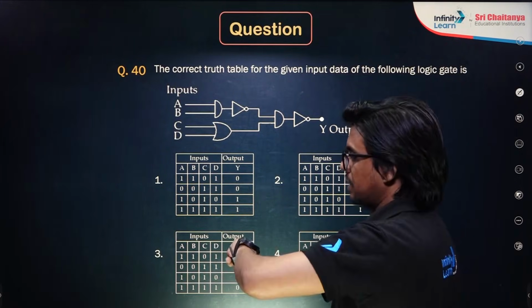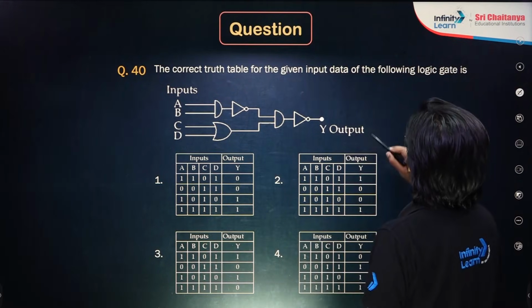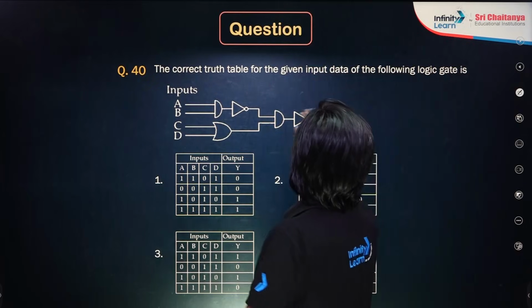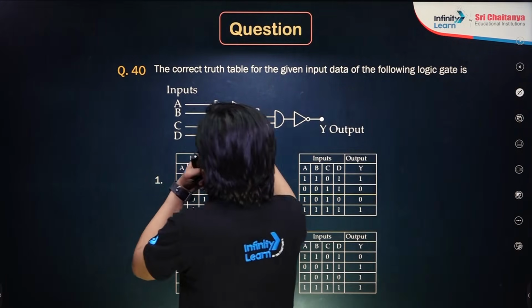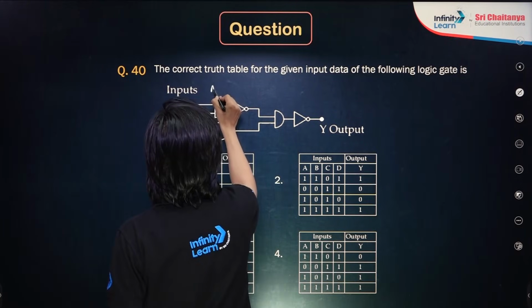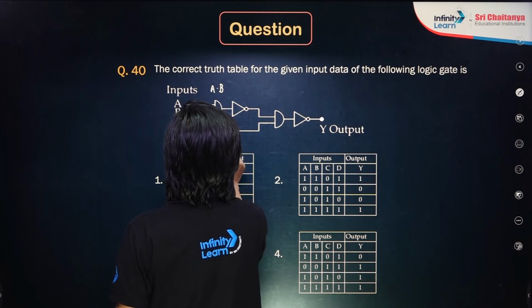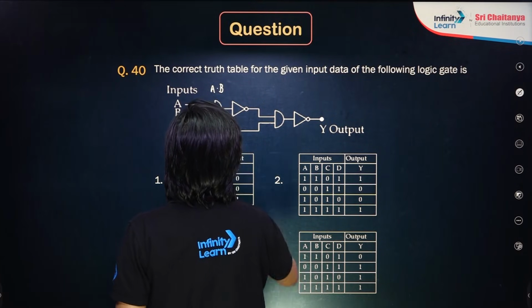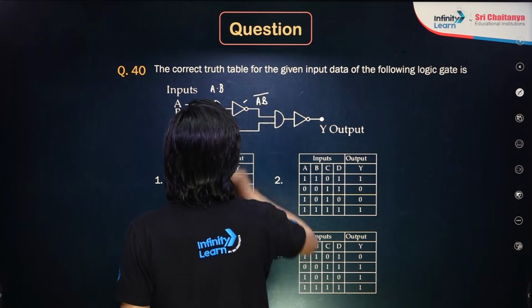Question number 40. The correct table for the given input data of the following logic gate is, okay, that you need to find out. So the first gate is an AND gate. It is going to give an output A dot B. The second gate is an OR gate. It is going to give an output C plus D. This NOT gate is going to give an output A, B bar.